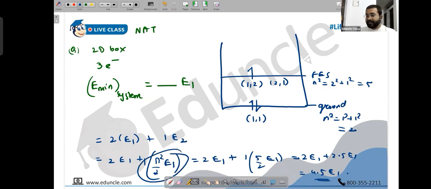And hence I told you this formula becomes vital. But you need to remember n is not 1, 2, 3, 4 here. N you have to calculate, and you have to calculate like this. Please ask me if you have any questions.